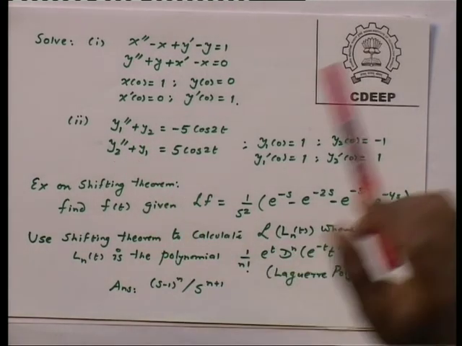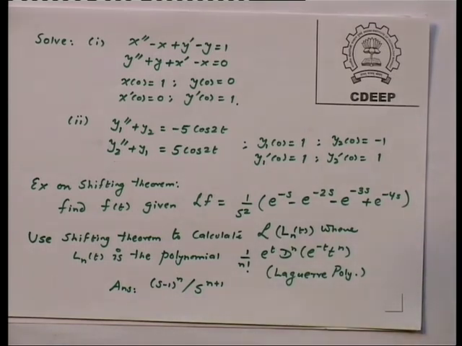For example, take this one: y1 double prime plus y2 equal to minus 5 cosine t, y2 double prime plus y1 equal to 5 cosine 2t. What is the other procedure for solving systems? What other procedure is there? Take a system of first order ODEs. If you recall, what is the other procedure? There is a procedure, but we should understand the merits and demerits of that also.